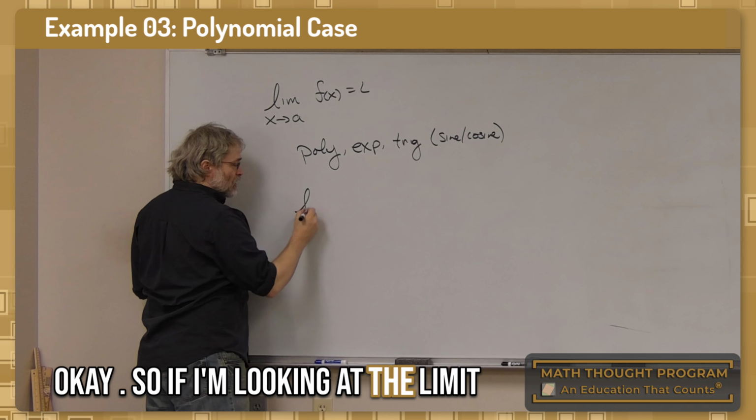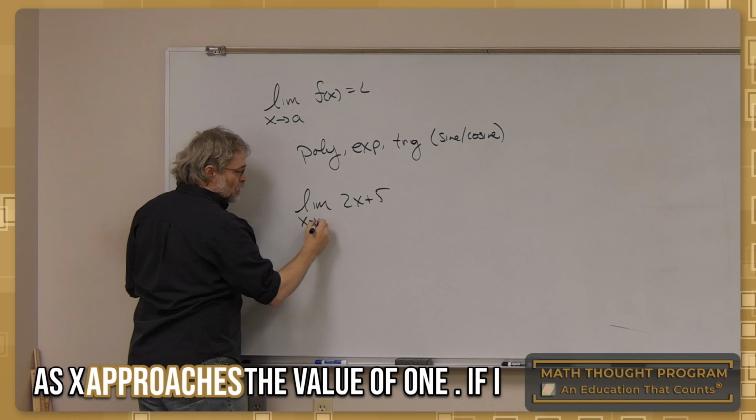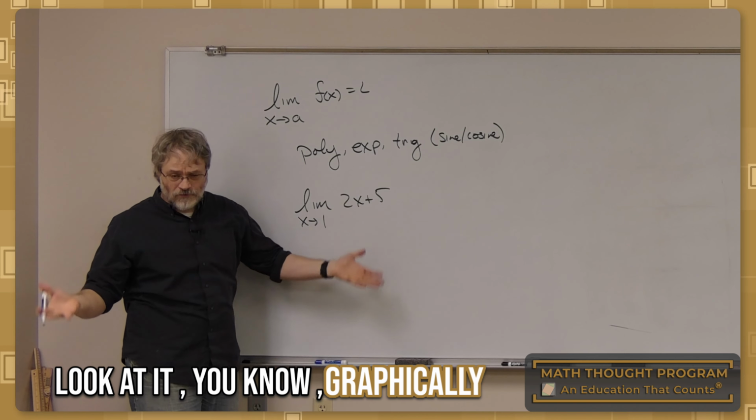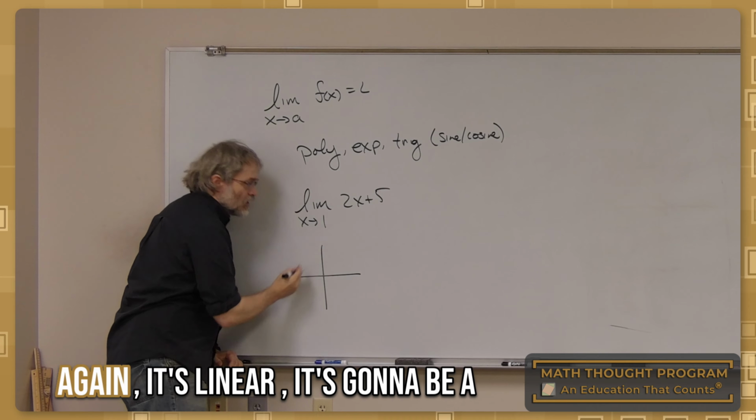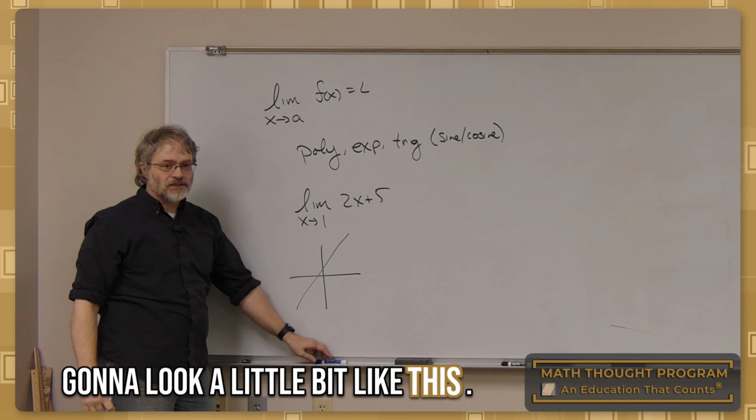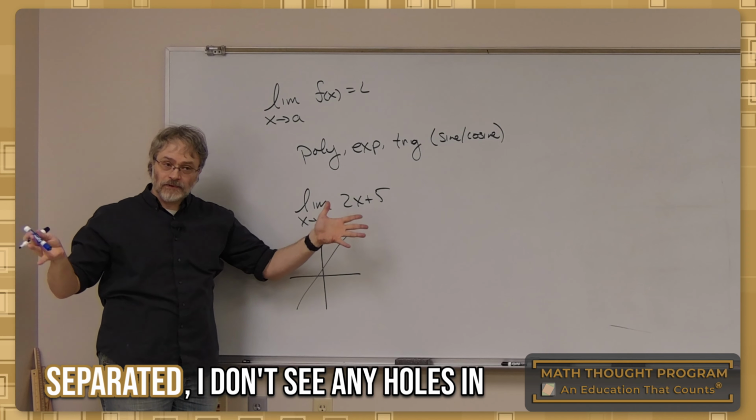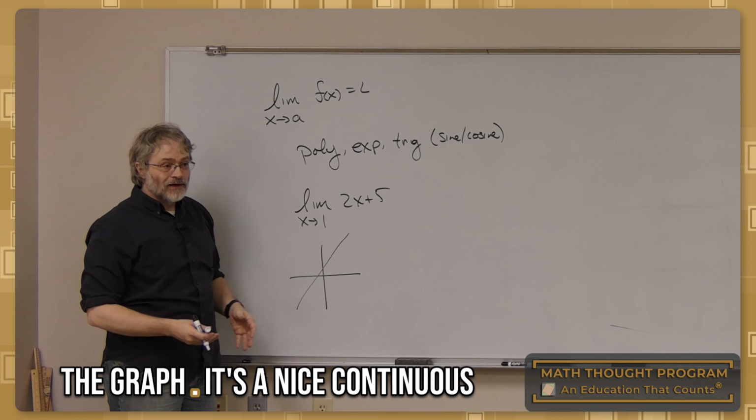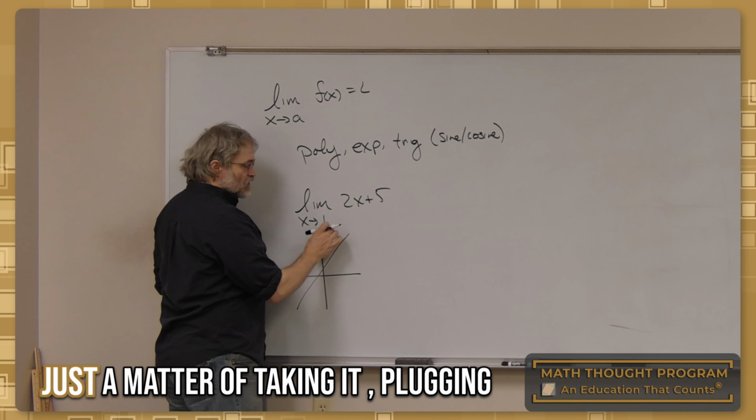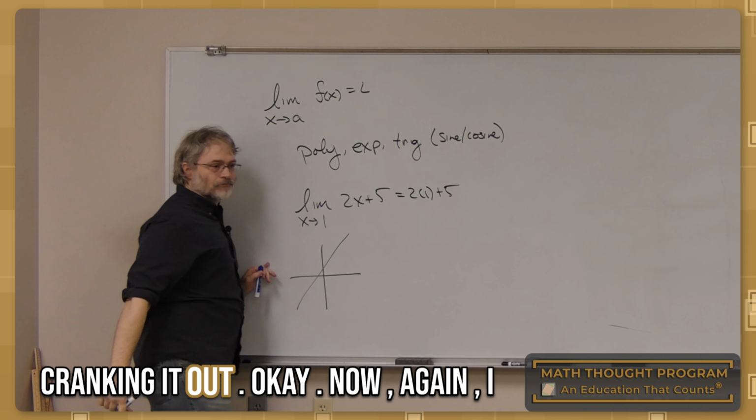If I'm looking at the limit of 2x plus 5 as x approaches the value of 1, and I look at the graph, again, it's linear. It's going to be a line. Slope's going to be 2. It's going to look a little bit like this. I don't see it breaking. I don't see it being separated. I don't see any holes in the graph. It's a nice continuous graph. No issues at all. It's really just a matter of plugging it in and cranking it out.